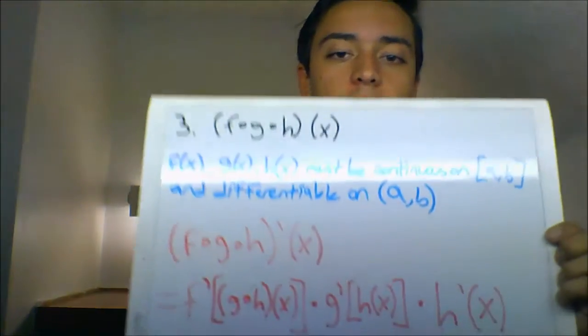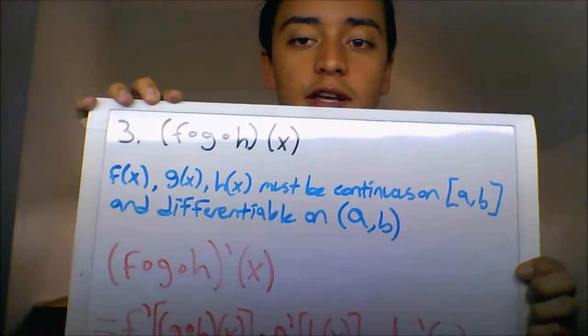Another way we can use chain rule is to solve a problem that not only has a composite function with 2 functions in it, but one that has 3 functions in it. So here we're going to look at f of g of h of x and find its derivative.